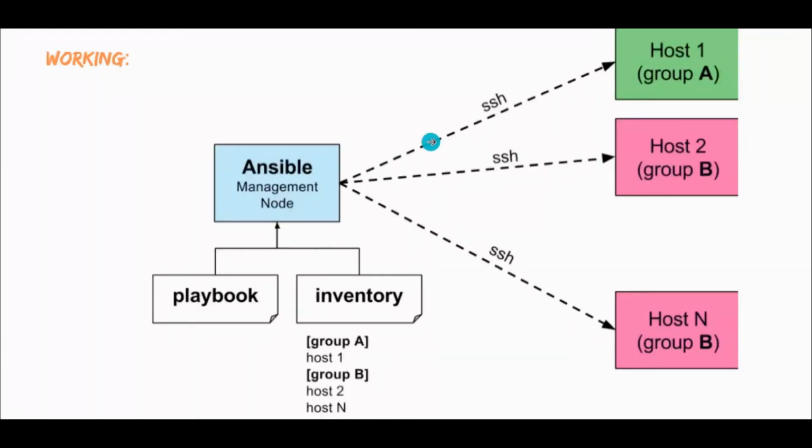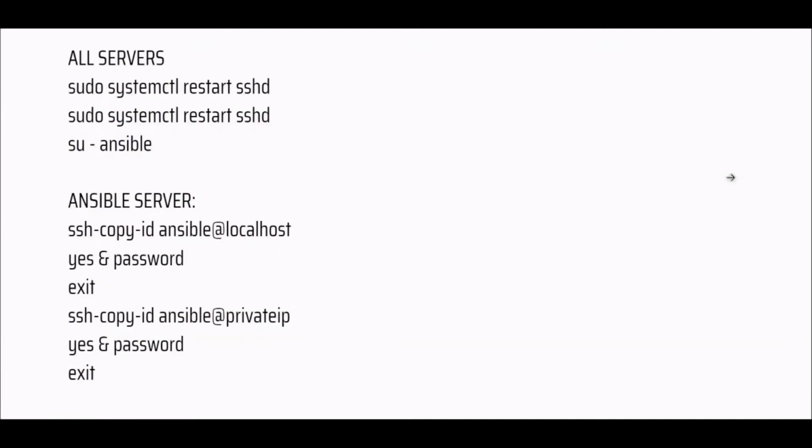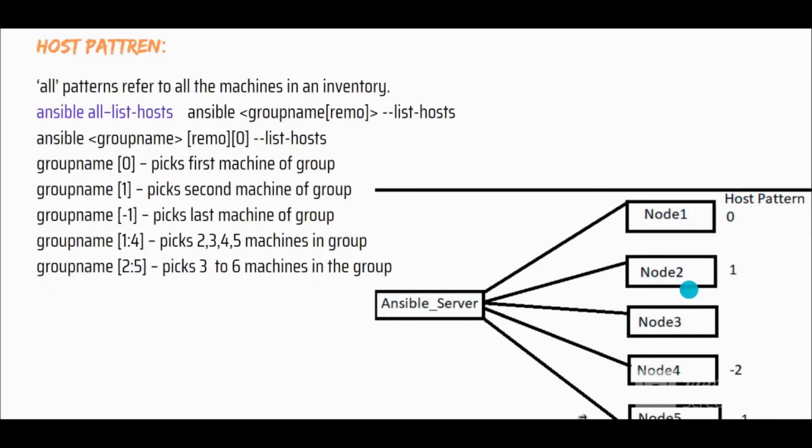So the working pattern, I hope you all are familiar with it, right? The Ansible server consists of the inventory. The inventory consists of the groups as well as host IP addresses. And the playbook is targeting this inventory file. The connection from the Ansible main node to the groups is an SSH type of connection. Okay. So setup is done yesterday.